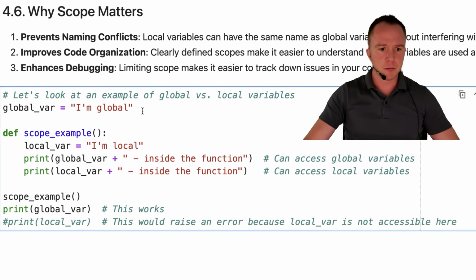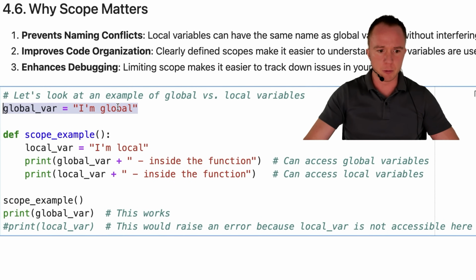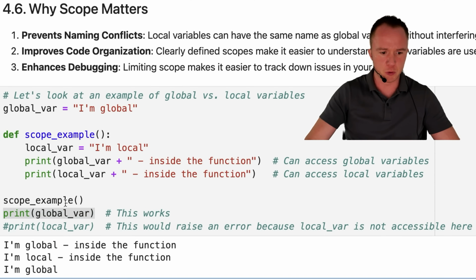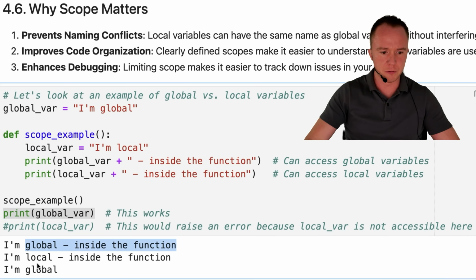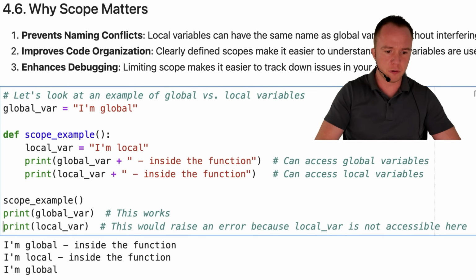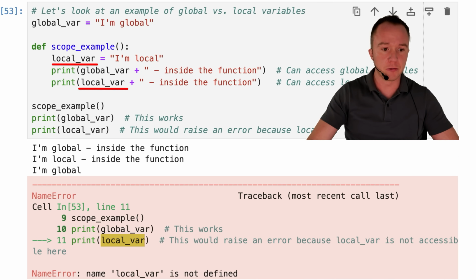Let's look at an example. We define a global variable, say I'm global. Inside our scope example function, we define a local variable, I'm local, print our global variable inside the function, print the local variable inside the function, call our function and print our global variable. This works, so this is from inside the function, this is from outside. However, if we now try to print the local variable, so the variable that we defined and output it here, we get an error because out here this local variable is not defined.